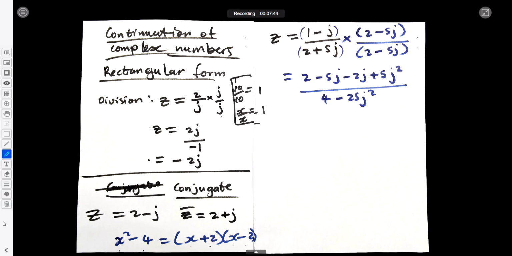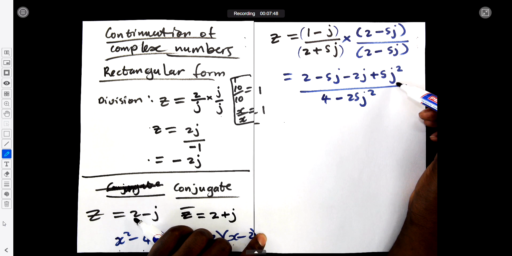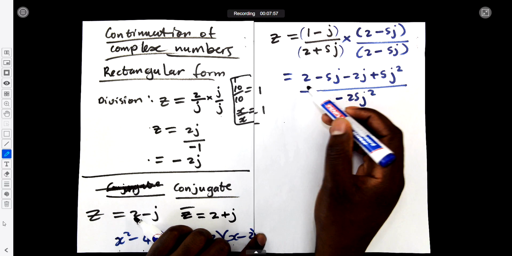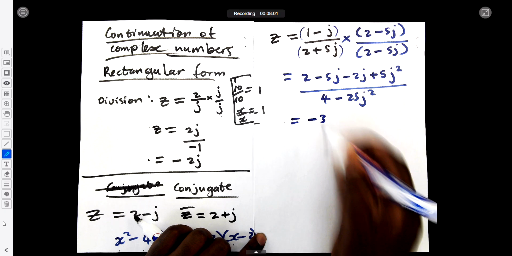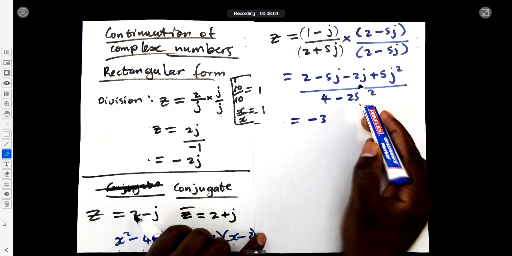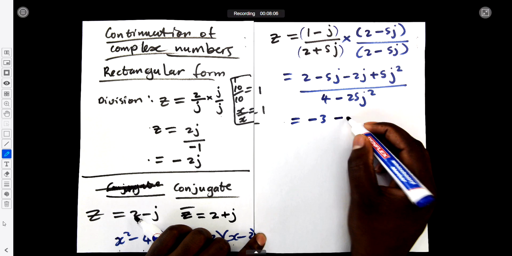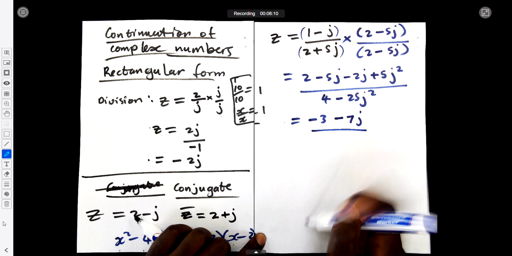So we can carry on and simplify the numerator. Please allow me to add the like terms. I hope you see j squared is minus 1, right? Minus 1 times 5 will be minus 5. We will subtract from 2, where we're going to have negative 3. Then minus 5j minus 2j, minus 7j. Then all divided by.